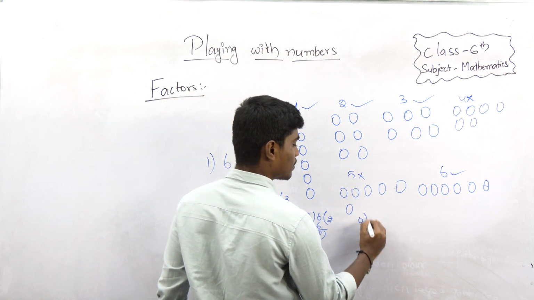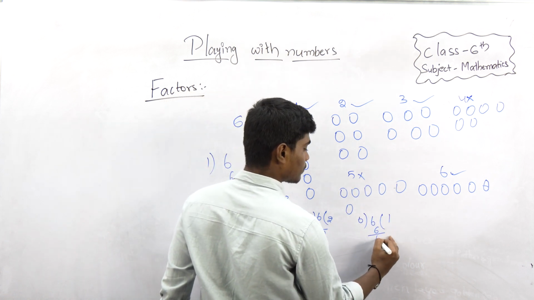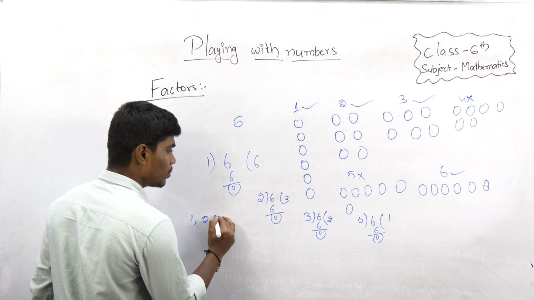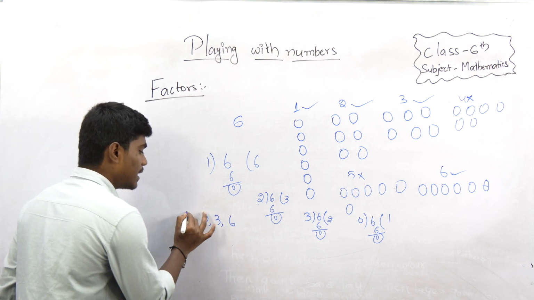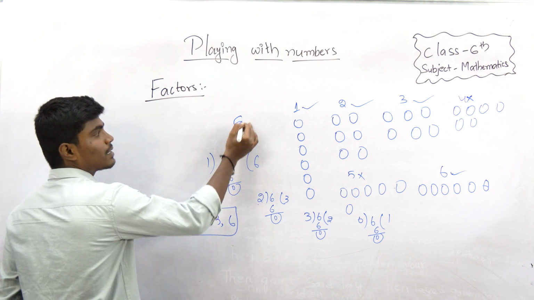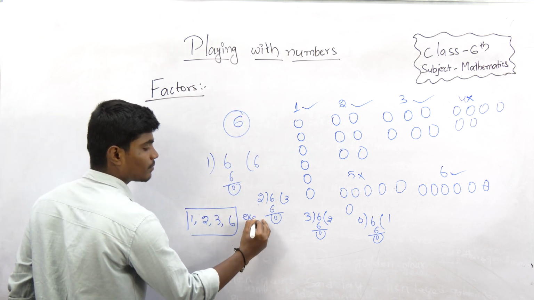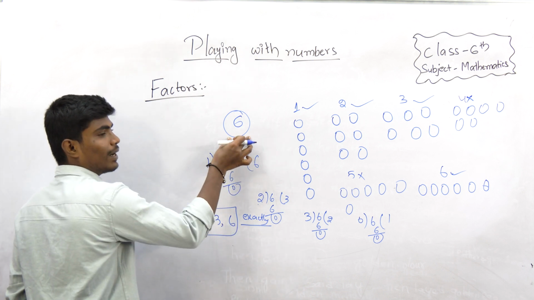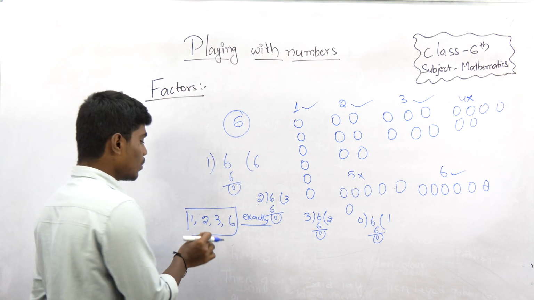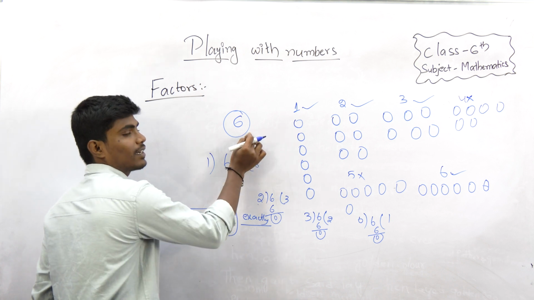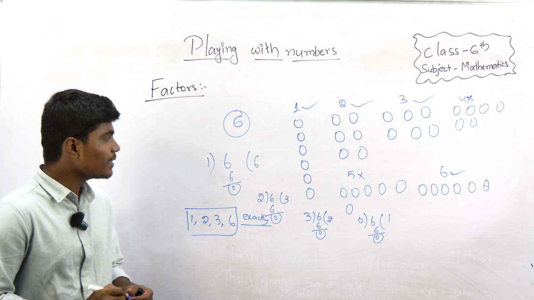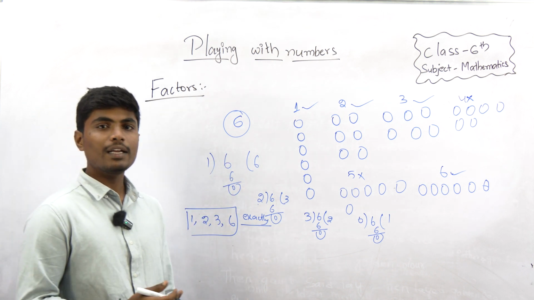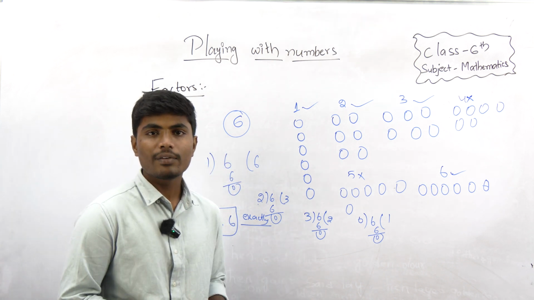Now coming to 6. 6 ones are 6. See here 1, 2, 3 and 6. These numbers divide 6 exactly. See, 1, 2, 3, 6 divide 6 exactly. So 1, 2, 3, 6 are the factors of 6. See, what is a factor? If a number divides another number exactly, then that number is called a factor.